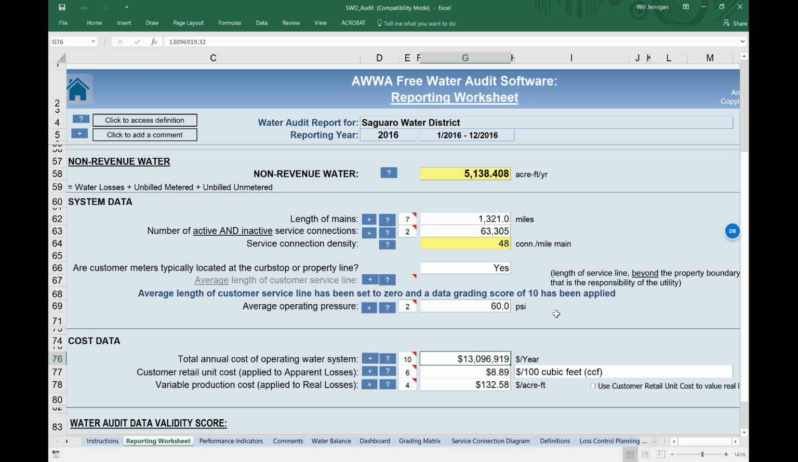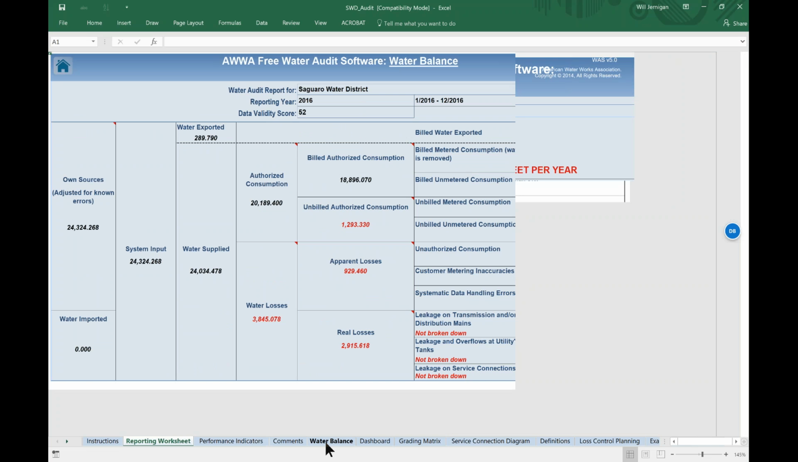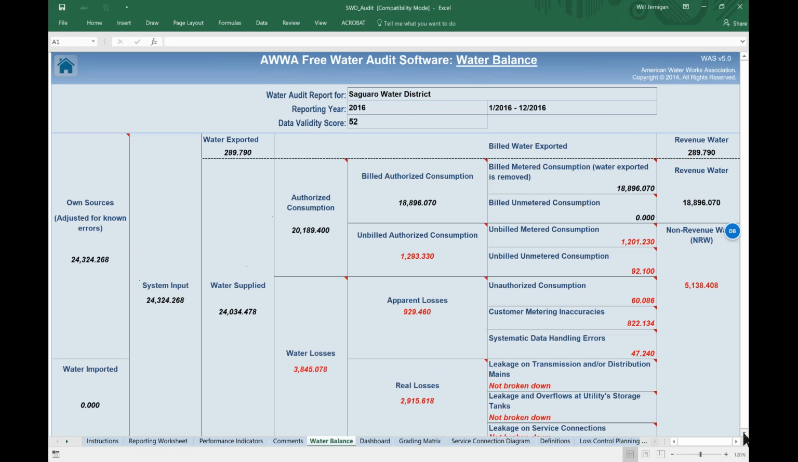Will, this is Rob up in Kingston again. Yeah, go ahead, Rob. On the water balance sheets, where it's got leakage, it's got the 3 categories of leakage, and it's not broken down. Is that because we're using the default inputs?